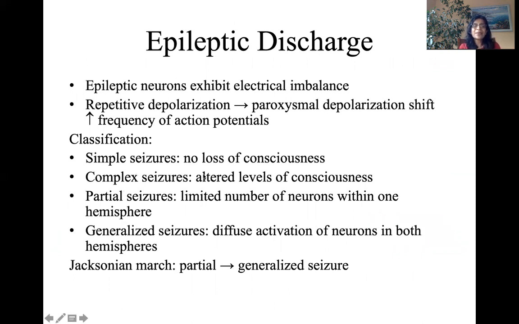What's the difference between these types? Simple seizure is where no loss of consciousness. Complex seizures is where there is different levels of loss of consciousness. Then partial seizure is where limited number of neurons within one hemisphere only, whereas generalized seizures is where it's spread out, okay, diffuse activation of neurons in both hemispheres.